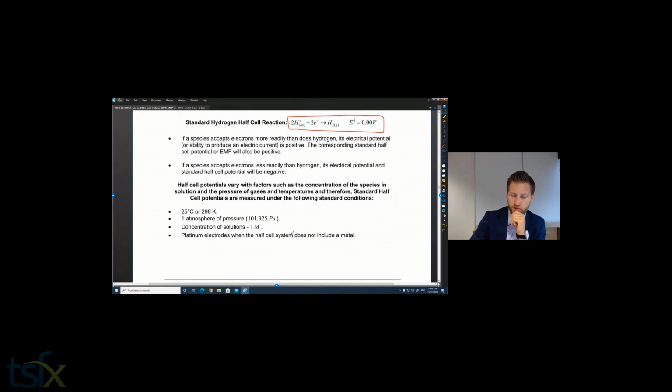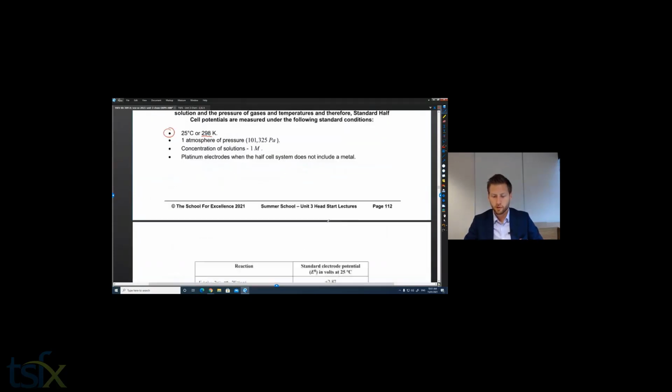And these are the conditions. It must be done at 25 degrees Celsius or 298 K, pressure of 1 atmosphere and concentration of 1 molar. And we're going to go through that.